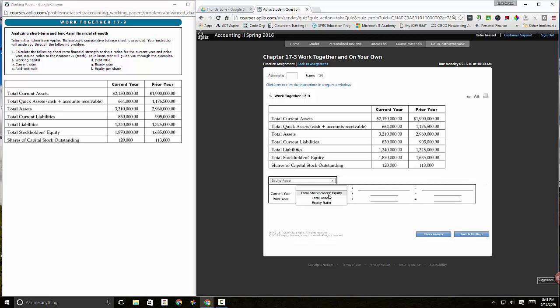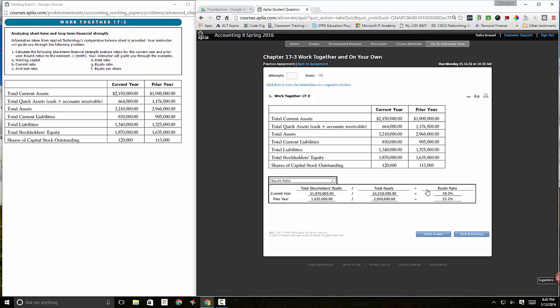Okay. Total stockholders' equity divided by total assets will give us our equity ratio. Total stockholders' equity for the year, 1,870,000. Total assets, 3,210,000. When I divide those two, my equity ratio will be 58.3. The prior year's total stockholders' equity is 1,635,000. Total assets of 2,960,000 will give me an equity ratio of 55.2.